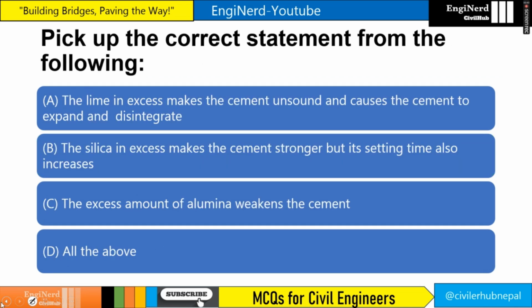Pick up the correct statement from the following. The lime in excess makes the cement unsound and causes the cement to expand and disintegrate. This is correct. The silica in excess makes the cement stronger, but its setting time also increases. This is also correct. The excess amount of alumina weakens the cement. This is also correct. So our answer will be all of the above.